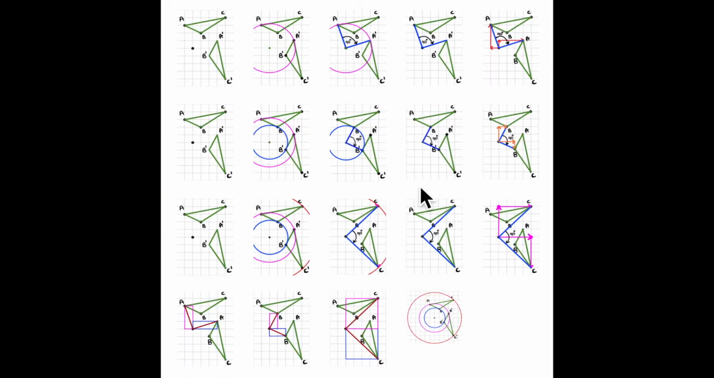And here's everything together. So this is rotating point A to A prime. This is rotating B to B prime. Rotating C to C prime. Rotating rectangles, you get the same answer. And here are all 3 on the 3 circles together.